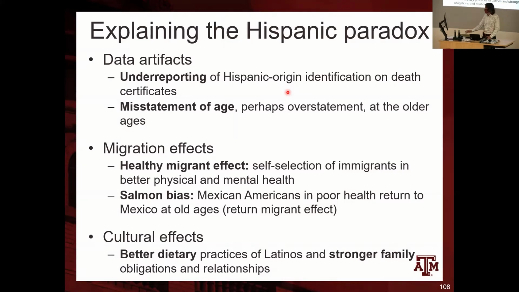Maybe there is a misstatement of age, perhaps an overstatement at older ages. People reporting the death of their relatives overstate the age of their relatives. So in these two cases, these are pretty much methodological issues, data issues. The first one, people not reporting that they are dying, so you count fewer people in the numerator of the formula of the mortality rates. A misstatement of age is that you are reporting the age at which the person died in an incorrect way, and then you are saying that the person is older than the person actually was when they died.